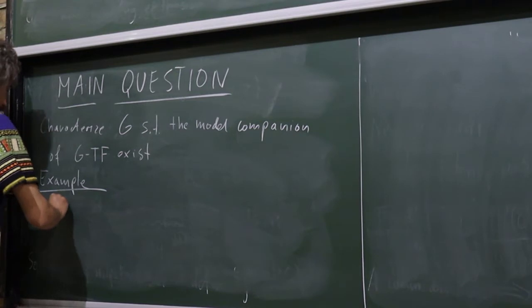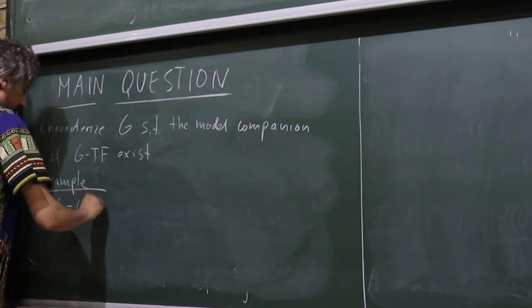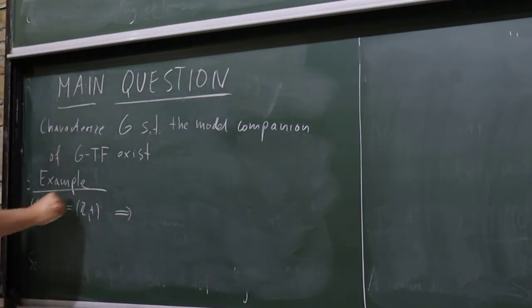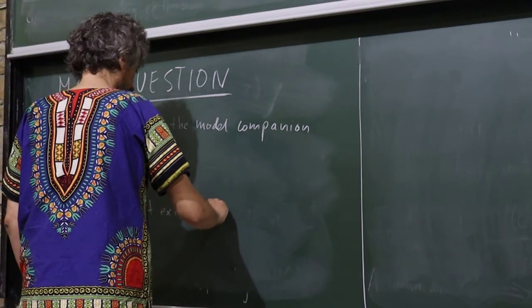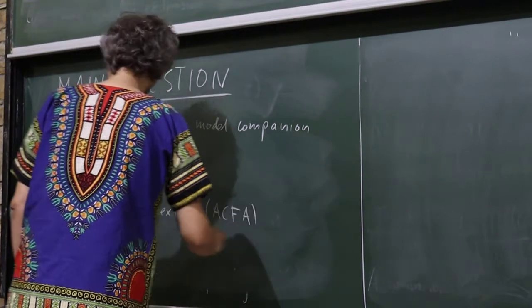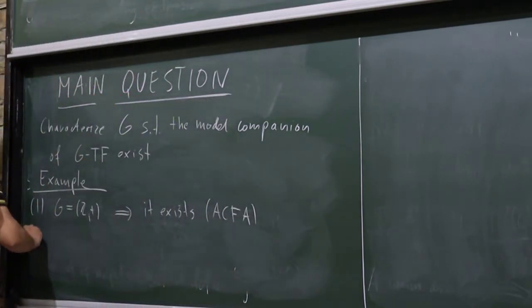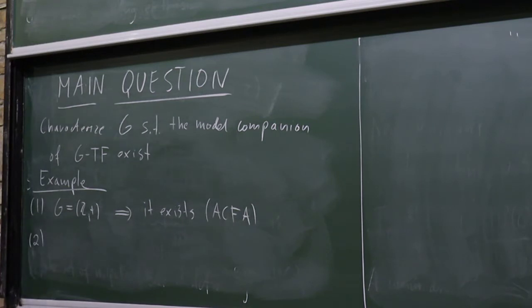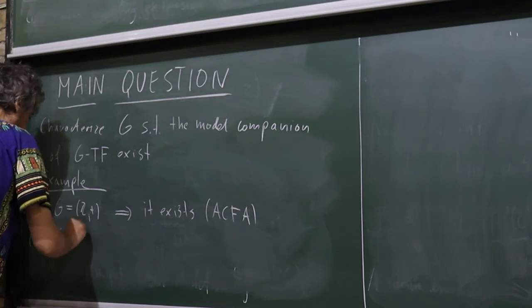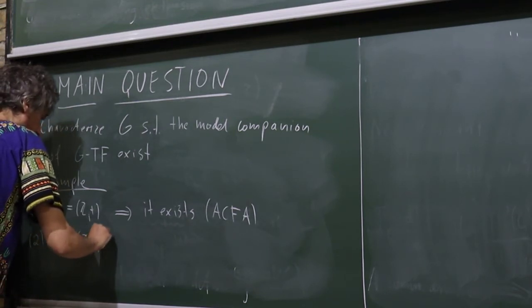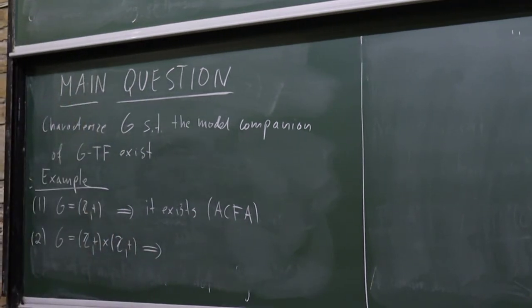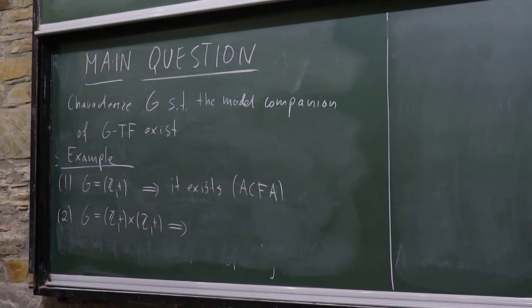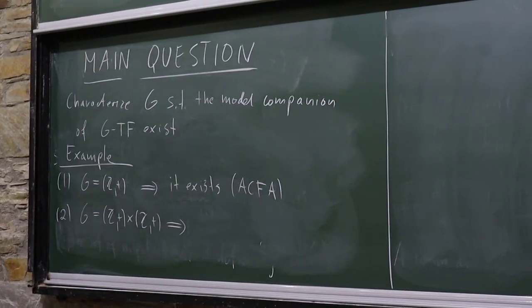So maybe examples. If G equals Z, then it exists. But this is the first surprise when you start to think about it: Kowalski showed that if this is Z squared, then it doesn't. Kowalski? What was the name of Kowalski?